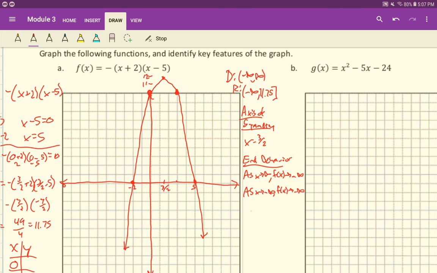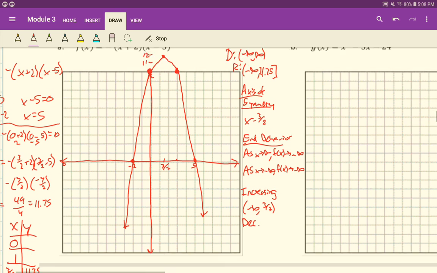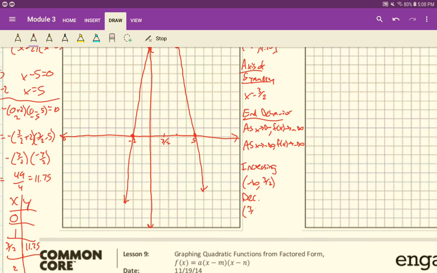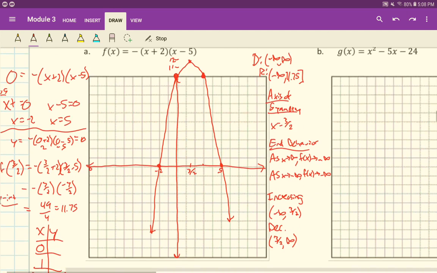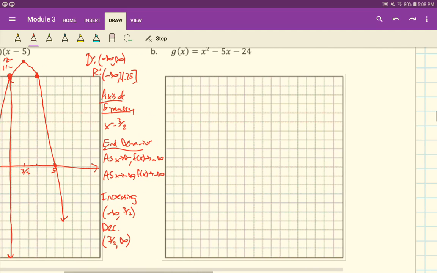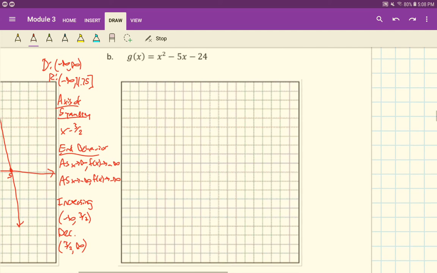And then finally also our increasing. Where are we increasing here? Well, it's this part, right? We're going up from left to right on this section of the graph, the left section. So that's from negative infinity up to 3 halves. And we're decreasing, I'll just abbreviate for this one, from 3 halves to infinity, because we're going down from left to right there. All right, we'll do the second graph here in the next video.